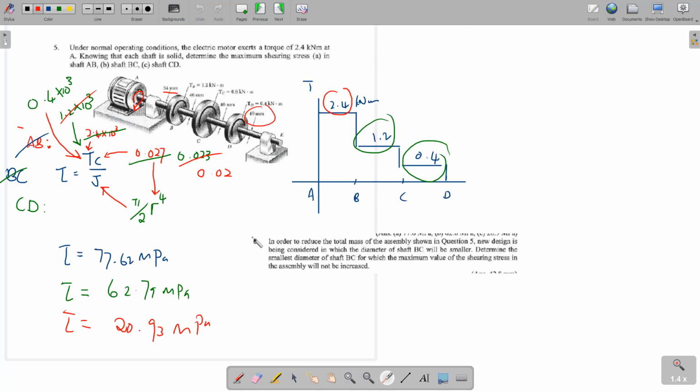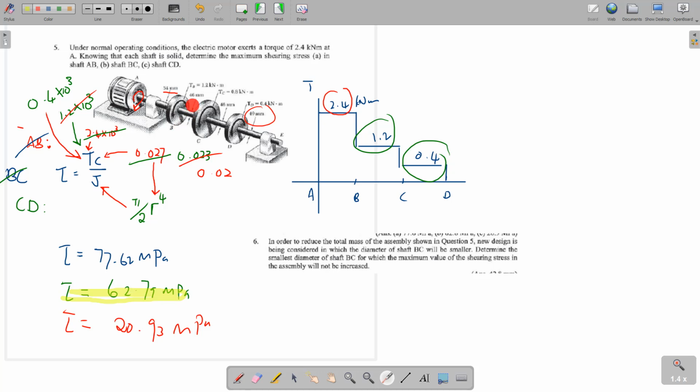Okay, this is the solution of the previous question number 5, and we end up with the stress value 77.62 for the portion A to B, then 62.7 for the portion B to C, then 20 for the portion C to D. Obviously, for the portion B to C, it is not the highest stress in the assembly, so the failure of the overall assembly is governed by the portion A and B because it is having the higher stress.